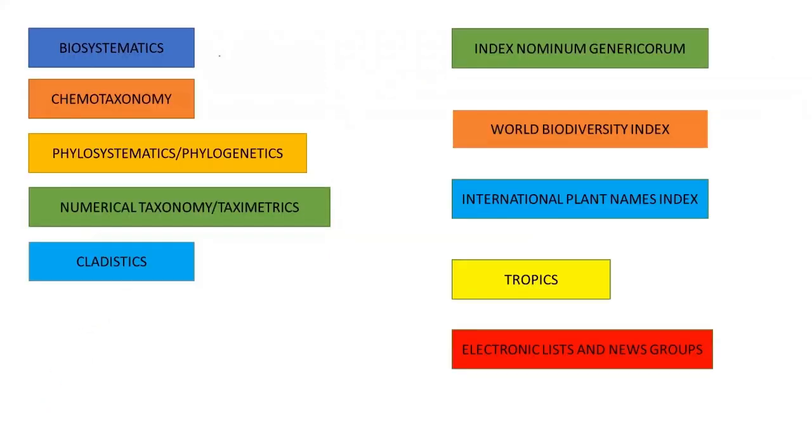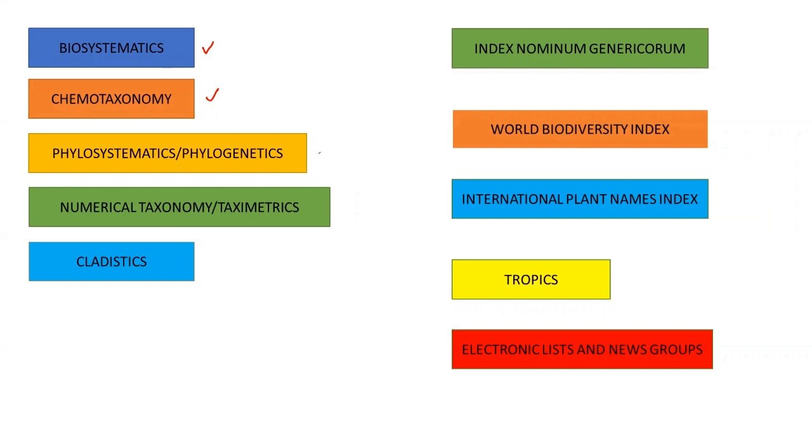Then there are a few key important topics that I want to tell you about. You should know the definition of biosystematics. What is biosystematics? You should also know about chemotaxonomy. What is chemotaxonomy? How is chemotaxonomy used in solving the queries of taxonomy, or in correcting our mistakes when we have done the classification? Through chemotaxonomy we can change the classification, and so that is important. You should know the definition.